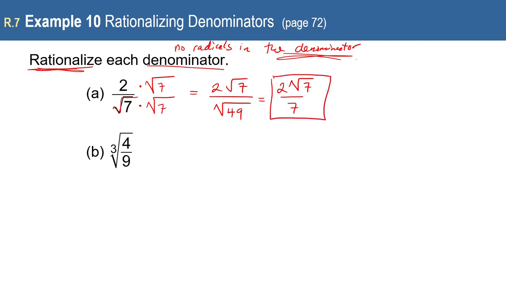Don't feel tempted to reduce the 7 with the 7. Don't do it. We have one that's in a radical and one that's outside. So stop here. This is the simplest we can make it. For part B, let's use the formula. The nth root of a over b is the nth root of a over the nth root of b. I can rewrite this as the cube root of 4 over the cube root of 9.